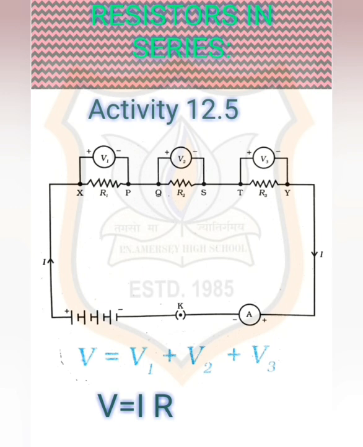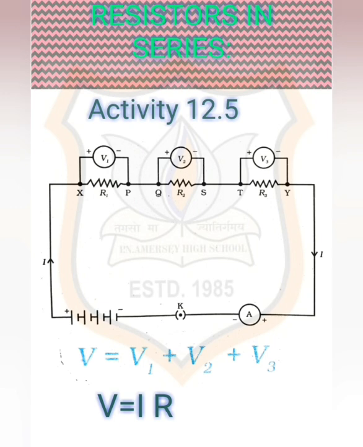Deduce the relationship between V, V1, V2 and V3. Now the potential difference across the first resistor R1 is found to be V1 using the voltmeter. Similarly, with the help of the voltmeter, the potential differences across resistors R2 and R3 separately are found to be V2 and V3 respectively. This is our observation in the experiment, and it is found that V is equal to V1 plus V2 plus V3. So, let us proceed towards the conclusion.